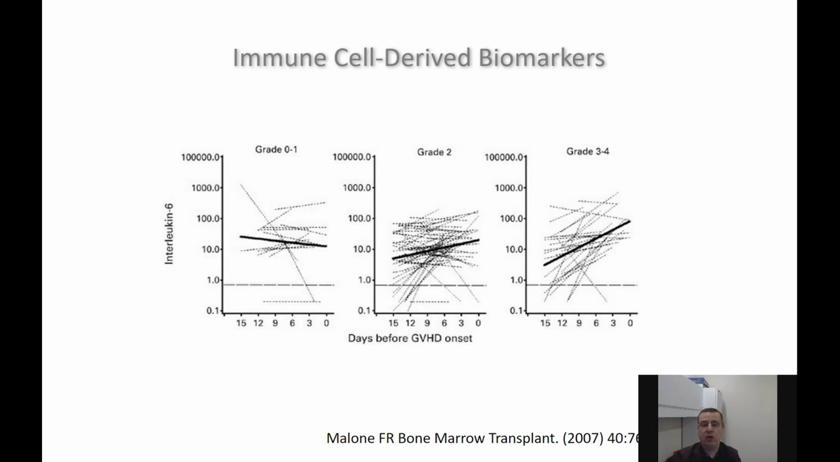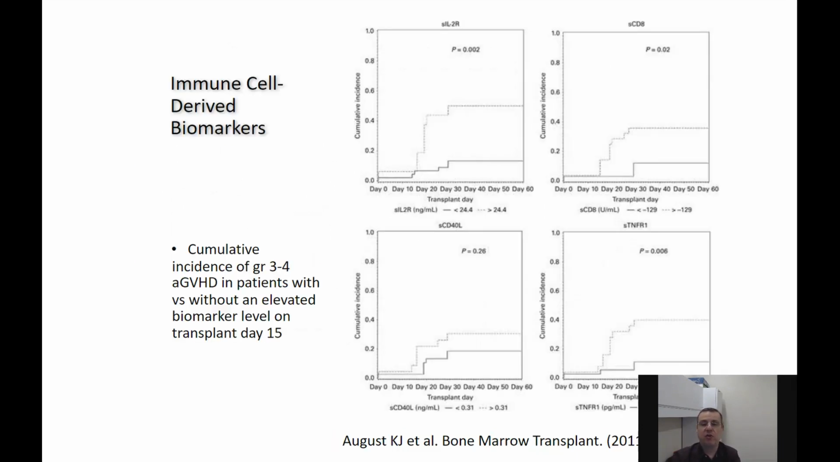Interleukin-6 is also another pro-inflammatory immune cell-derived cytokine that has been demonstrated to correlate with the severity of acute graft-versus-host disease. And some other studies have looked at multiple different cytokines simultaneously, such as this one, where the cumulative incidence of grade 3 to 4 acute GVHD was seen in patients with versus without elevated biomarkers by day 15 post-transplant.